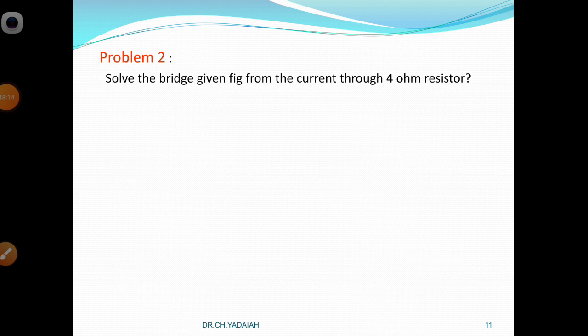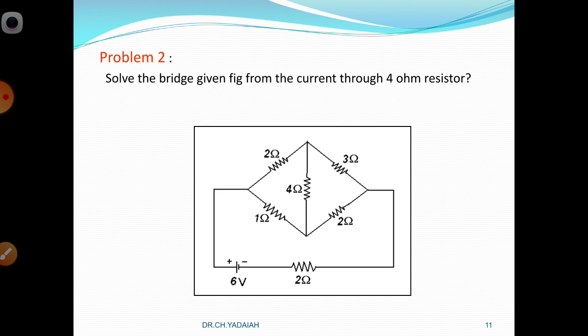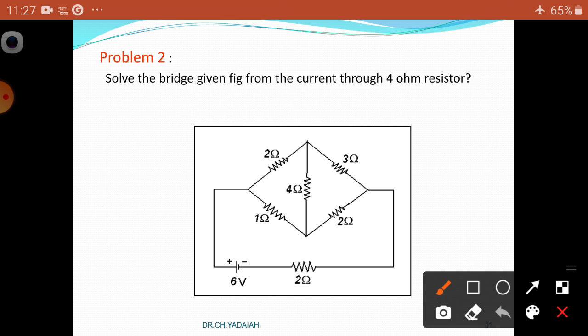Now, shall we do another problem? Okay, do another problem. To solve the bridge in the given figure, find the current through the 4 ohm resistor. Here one circuit is given. Here what is asked is, what is the current flowing through the center? Previously the z current was flowing here. Now what is the current flowing? z is equal to 0 in the previous problem.